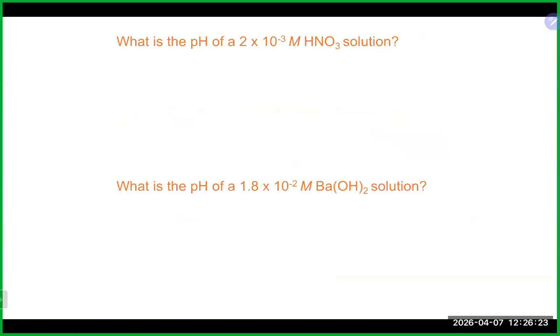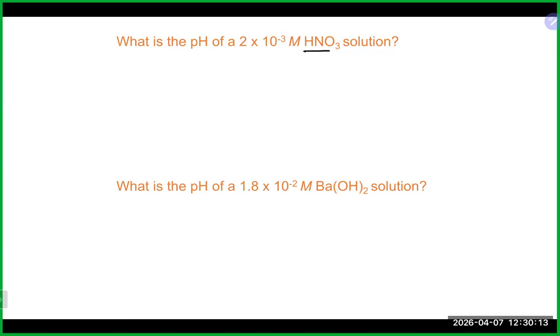So why don't we try some here? What is the pH of 2 times 10 to the minus 3 molar nitric acid? And what is the pH of 1.8 times 10 to the minus 2 molar barium hydroxide? Take a few moments there and calculate the pHs. Okay, let's take a look.